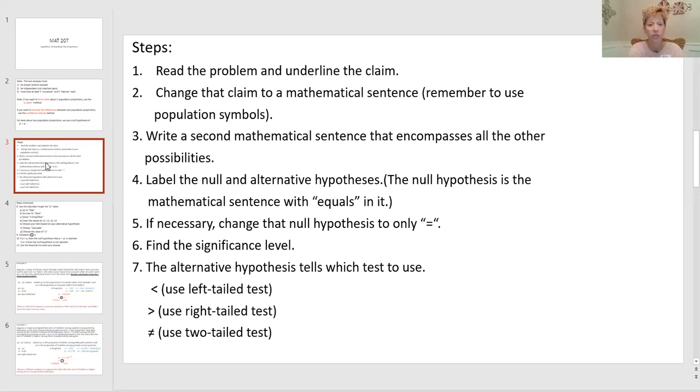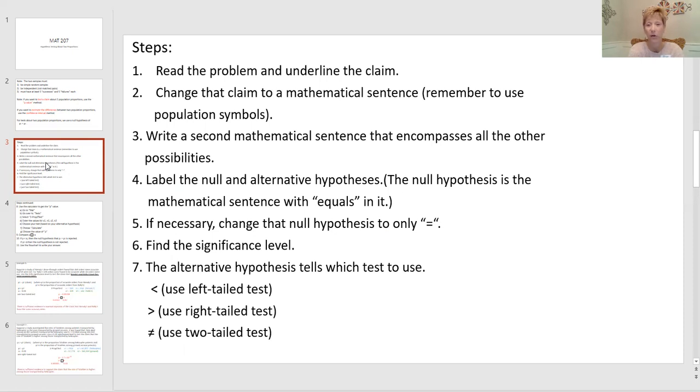And now remember, when you're changing that claim to a mathematical sentence, use population symbols. So because we're going to be doing proportion, make sure you use P and not P hat. If in another class you were doing one about mean, then of course you would use mu, not X bar. All right, just like before, then I want you to write a second sentence that encompasses all the other possibilities. And then fourth step, just like before, I want you to label which one's the null hypothesis and which one's the alternative. And remember, we need both because we always test the null hypothesis.